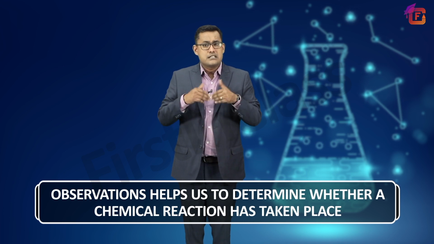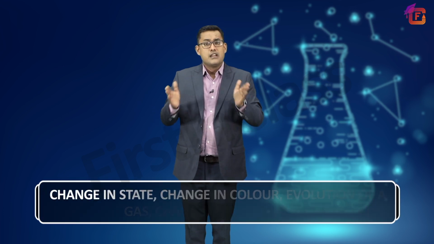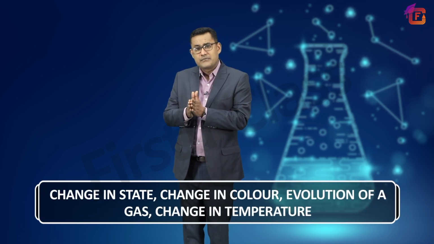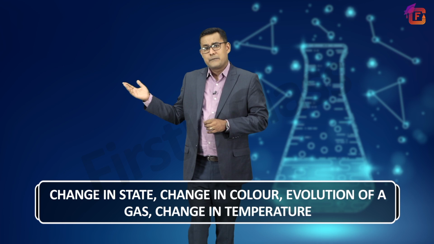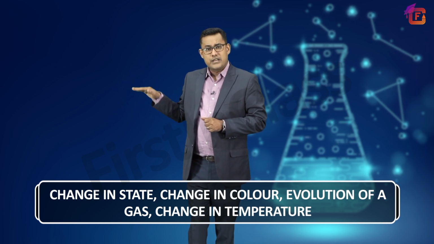From the above 3 activities, we can say that any of the following observations helps us to determine whether a chemical reaction has taken place: change in state, change in color, evolution of a gas, and change in temperature. As we observe the changes around us, we can see that there is a large variety of chemical reactions taking place around us. Well, that's it in this video.